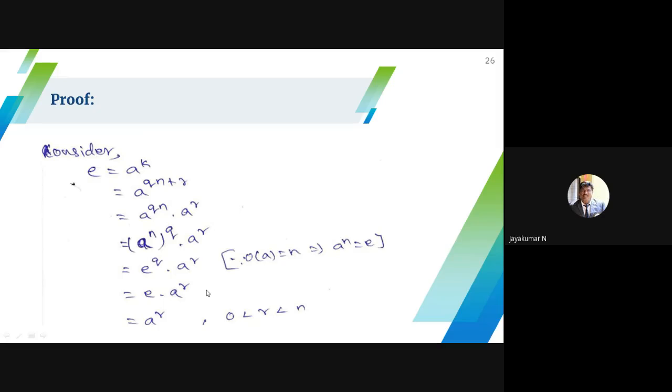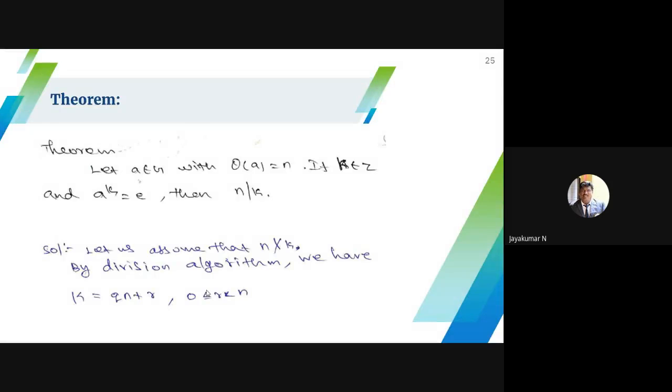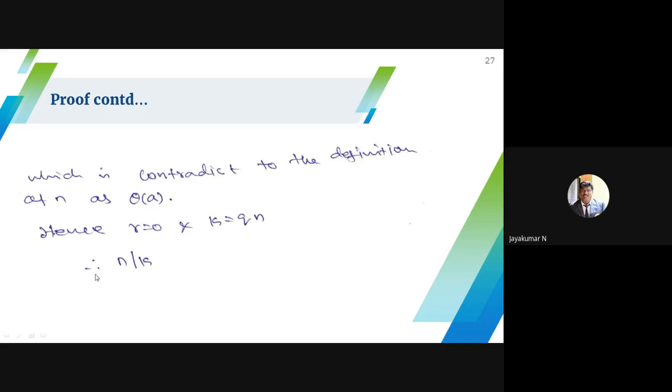So why did I get this contradiction? Because I assumed that when you divide k by n, a nonzero remainder exists. Only then can I get the contradiction. That means I have to choose r equal to 0, which is consistent with the definition of n as the order of a. So r equals 0, which implies k equals qn, which implies n divides k. So the proof is over.